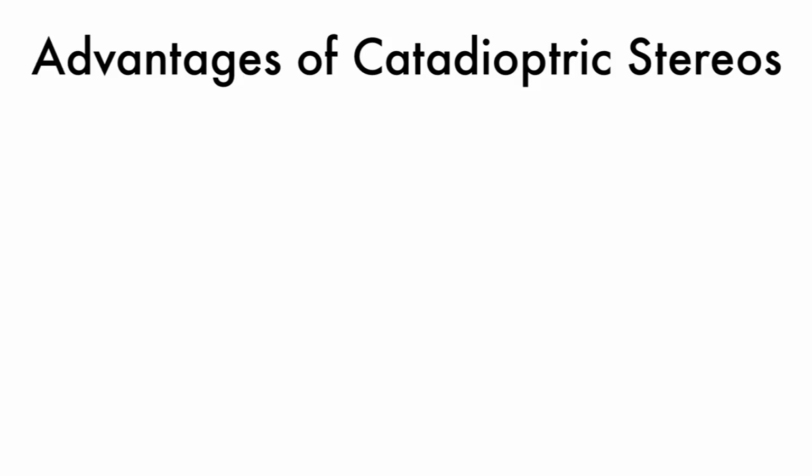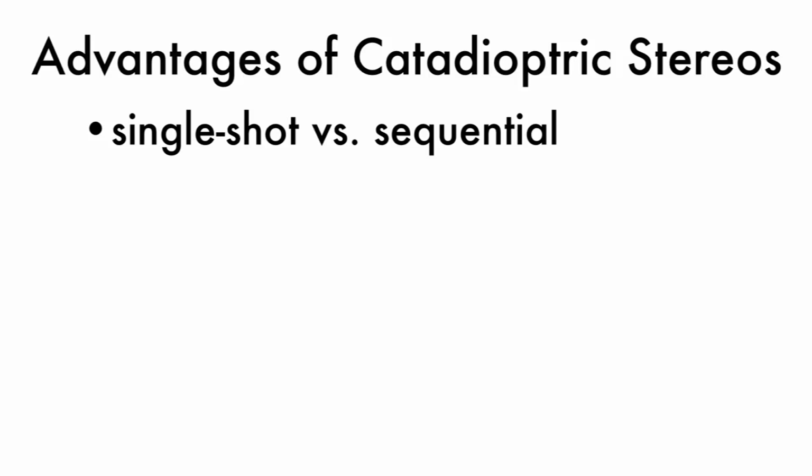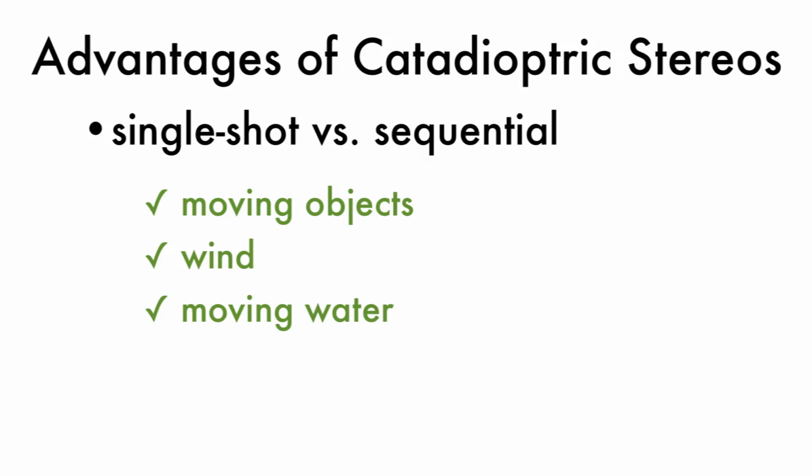So, why take catadioptric stereos? For starters, if you're like me and wind up shooting most often with a camera phone or similar, you know that the sequential stereo method, aka cha-cha, has certain problems and limitations. But when you shoot with a mirror, you capture both halves of a stereo pair simultaneously, which enables you to take stereos of scenes with moving objects, wind, moving water, changing lighting, etc.